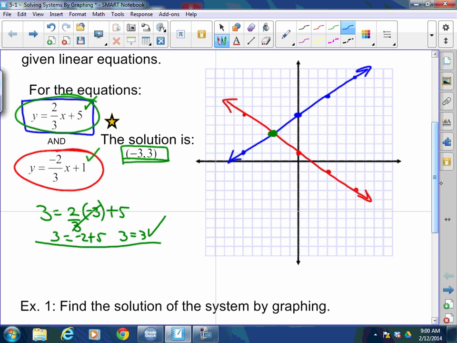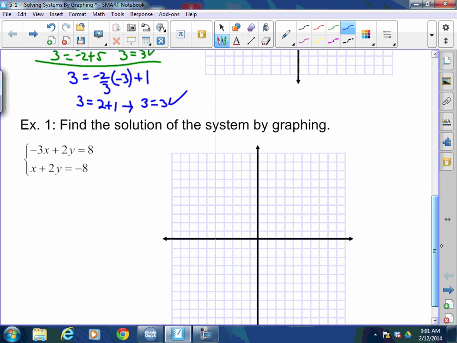Now let's check this guy. Y, which is 3, does that equal negative 2/3 times x, which is negative 3, plus 1? This is 3, which equals 6 divided by 3 is 2 plus 1. Yes, 3 does equal 3. So just in case you see the graph and you think you did something wrong, you can check. You just plug it in. Does that make sense, guys? That's it. That's the lesson. Done. Bye. Have a good day. No, I'm just kidding. It is the lesson, but we're going to practice some more.